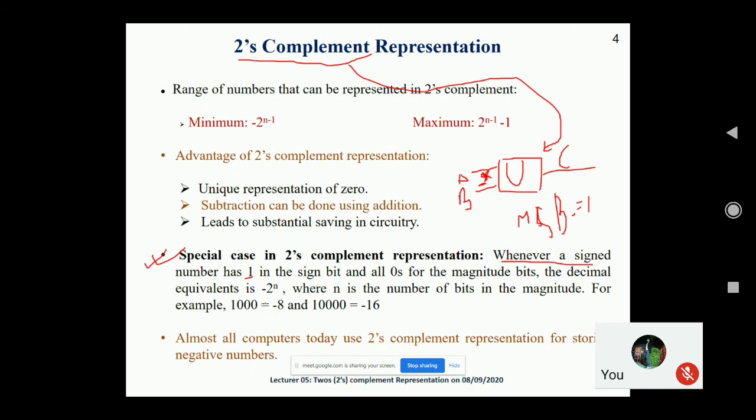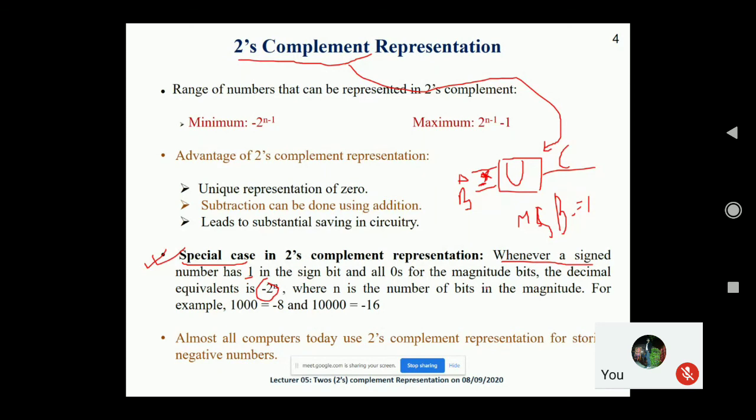the decimal equivalent is -2 to the power n. This one is very important. Always remember, when the MSB is 1 and all other remaining bits are zeros, we can directly apply -2 to the power n when representing in 2's complement, without needing to add 1 and all those things. This is the special case, because this concept is not for all other binary sequences, only for those whose MSB is 1 and all other remaining bits are 0.